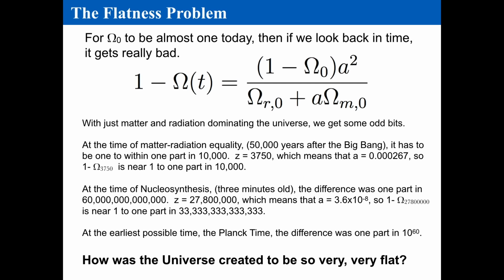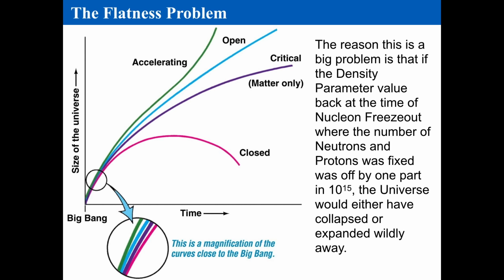So what effect does that have? The effect is that if the density parameter is not fixed, if it's not really close to 1, no matter how tiny that difference is, then as time progresses, where the Big Bang is at the lower left of that graph, stuff's going to happen.